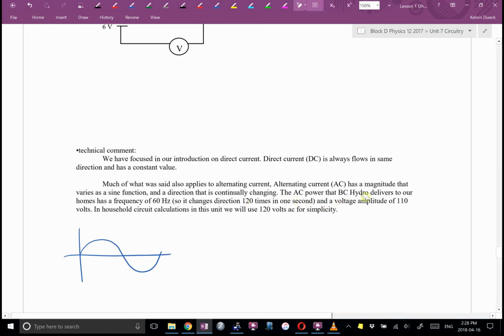The AC power that BC Hydro delivers to our homes has a frequency of 60 hertz, so it's changing 120 times per second, and a voltage amplitude of 110 volts. It's actually 113.4, but typically we round it off to 120 because the math is easier. So typically you'll hear an electrician say, yeah, 120 volts is coming out of that outlet. In household circuit calculations in this unit, I will use 120 volts for easy math.